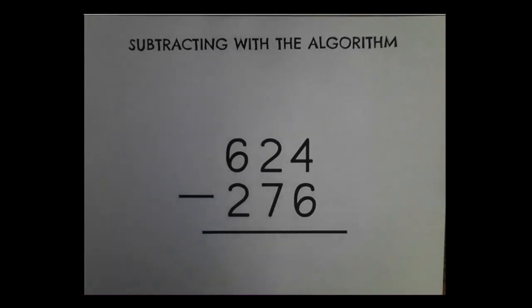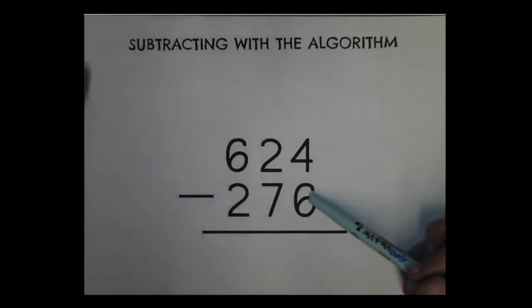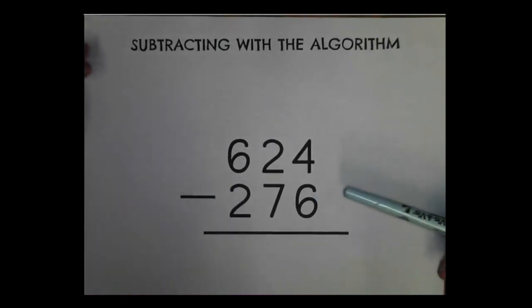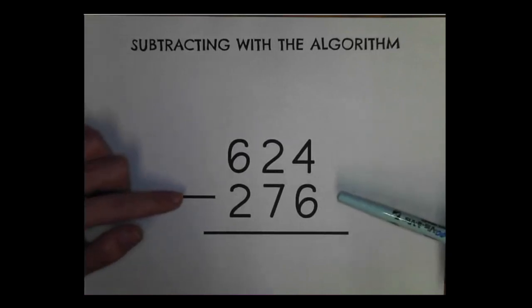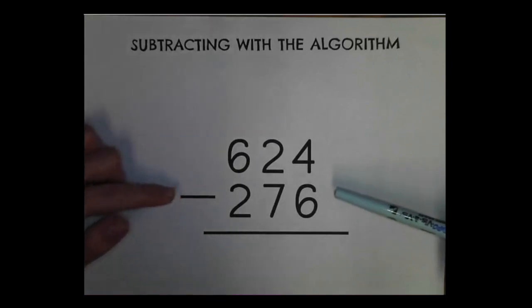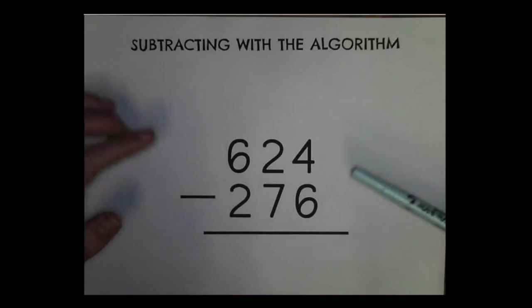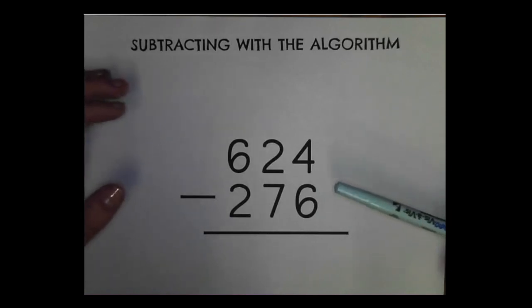Now, the difference between subtraction and addition is that in addition, I can flip the numbers around any way I want and still get the same answer. So I could do 624 and 276 on the bottom, or I could do 276 on top, 624 on the bottom, and still get the same sum. Subtraction is a little different, because my bigger number has to be on top because I can't take more away than what I already have.